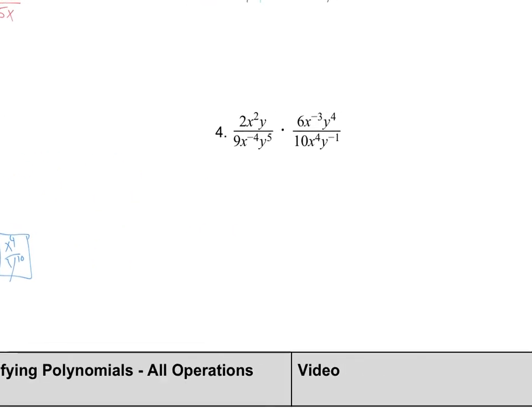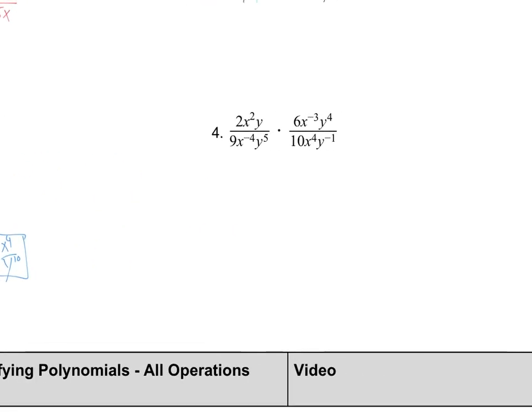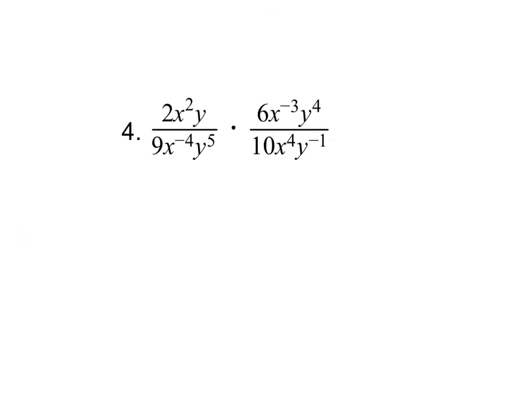All right, next one, last one. We have 2x squared y all over 9x to the negative 4th y to the 5th, times 6x to the negative 3rd y to the 4th all over 10x to the 4th y to the negative 1st. Holy smokes, is that gross. Well, let's get things cleaned up here.